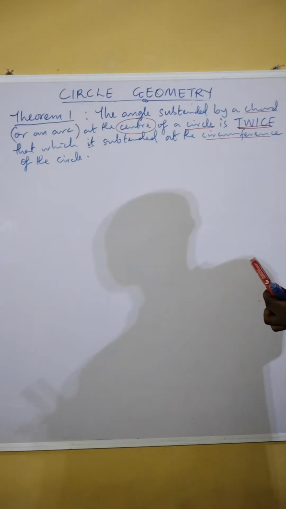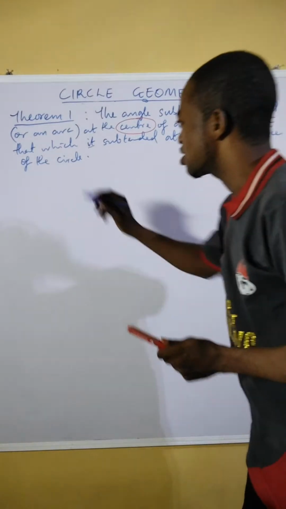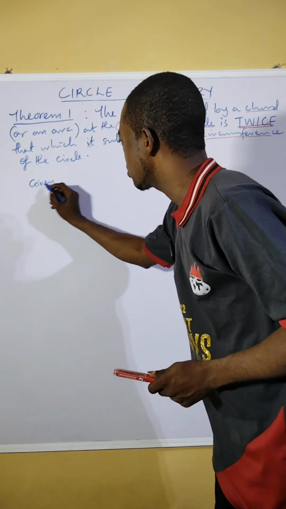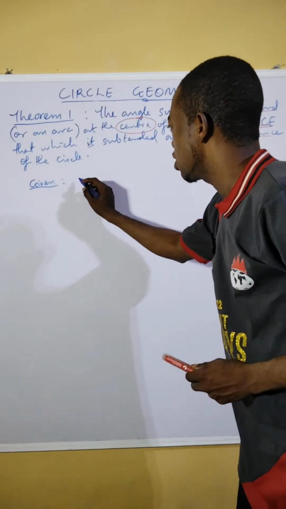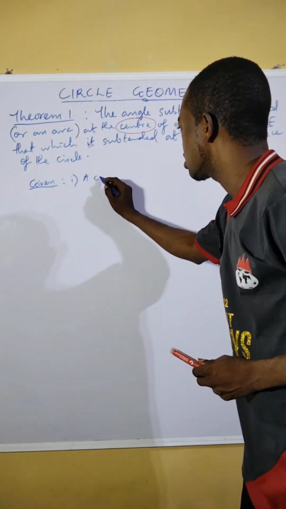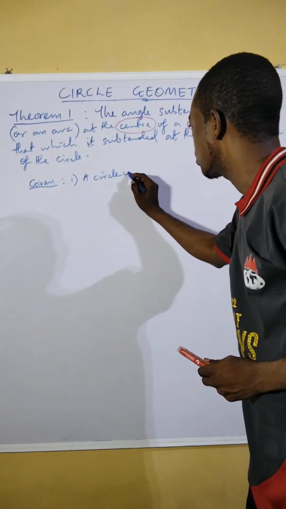Now, to prove that theorem here, we can start by saying the first thing is, what are we given? Given. So this is how to state a theorem. First, we should be given a circle center O.